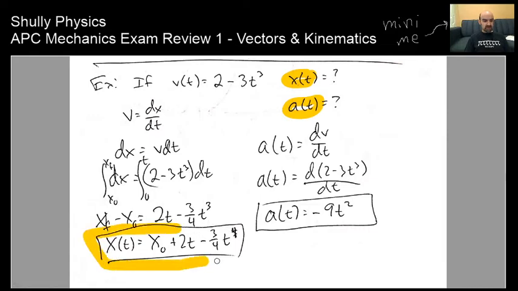Okay. Now to go the other way, what if you want an acceleration? Well, an acceleration is the derivative of the velocity function. So we're going to take the time derivative of 2 minus 3t cubed. The derivative of 2 is 0, and the derivative of negative 3t cubed is negative 9t squared. And so you'd have that result as well.